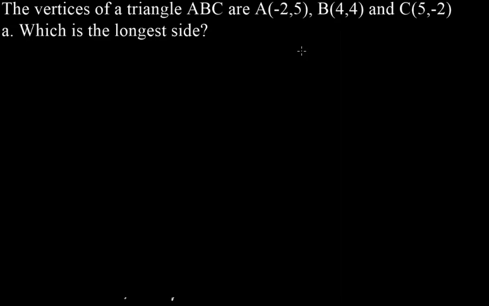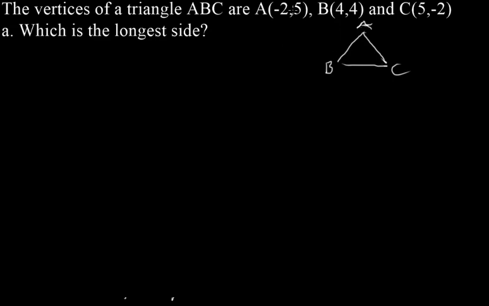So the vertices of a triangle are A, B, C. So in short, we have a triangle with vertices A, B, and C. And we're asked to find the longest side that the triangle has. Is it side AB? Is it side AC? Is it side BC? So what we need to do is find all 3 distances around this triangle, that is AB, BC, and AC. And then we try to see which one has the largest value. So let us get into doing this question together.